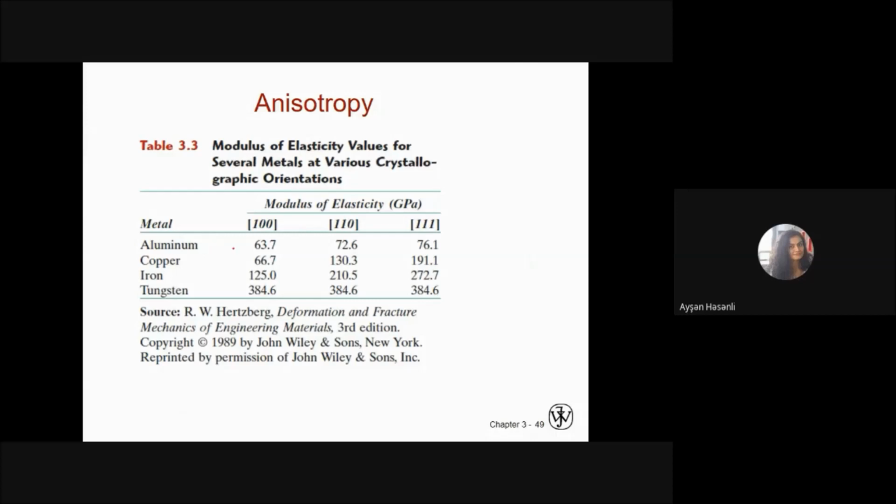Here I have included some values of different elements. So modulus of elasticity for aluminum, copper, and iron. It changes with direction. So here we are given 3 directions: 100 direction, 110, and 111 direction. As you can see, these values are changing with direction. But for tungsten, all are the same. Modulus of elasticity is isotropic over here.